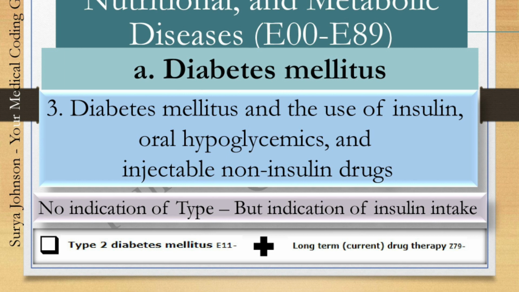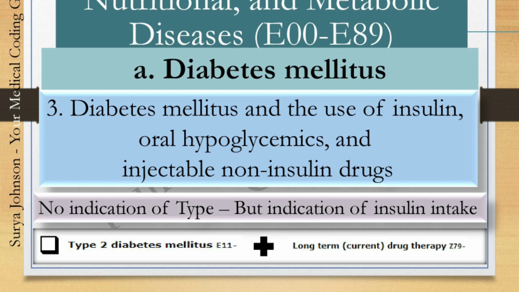So the third point under diabetes mellitus is diabetes mellitus and the use of insulin, oral hypoglycemics and injectable non-insulin drugs. Like the patient is already an established diabetes mellitus and the patient is also using an insulin or oral hypoglycemic or injectable non-insulin drugs. In this scenario, if there is no indication of the type, you will choose directly type 2 diabetes mellitus, which is E11. But if there is indication of the insulin intake, like they have mentioned the insulin intake, then you will be coding the long-term current drug therapy, which is Z79 series. You should be coding this one as an additional.